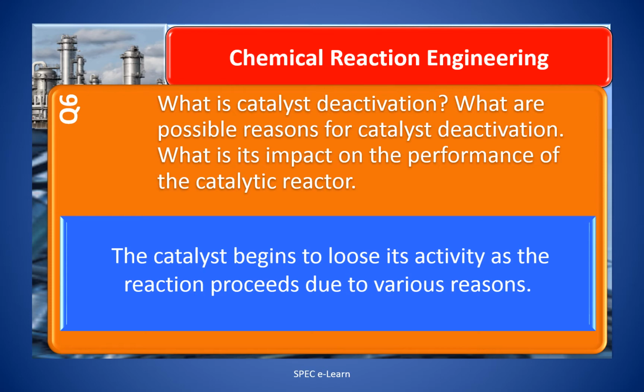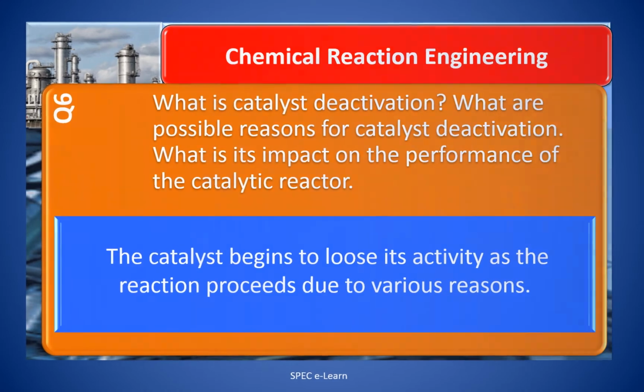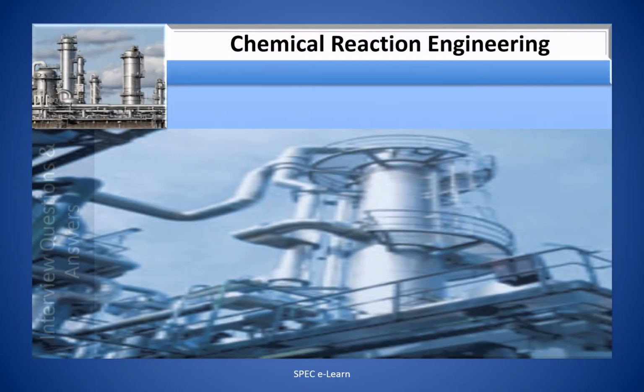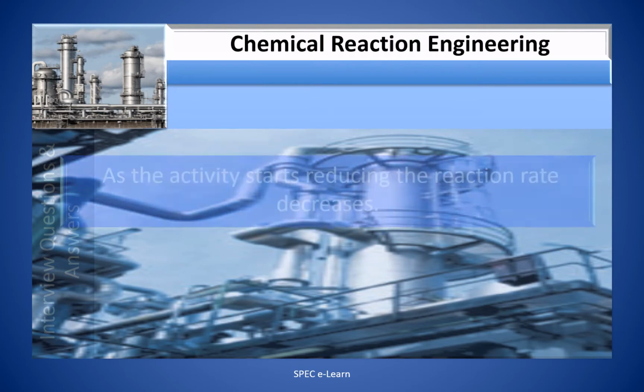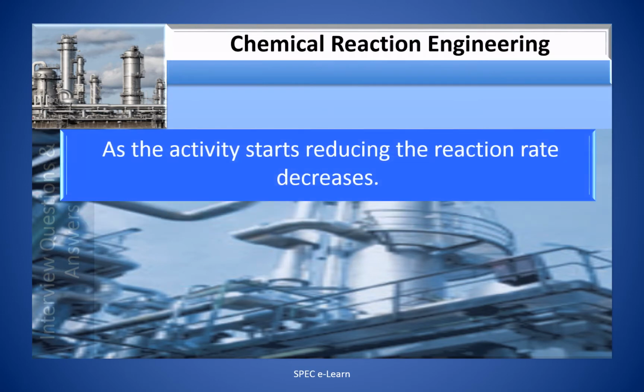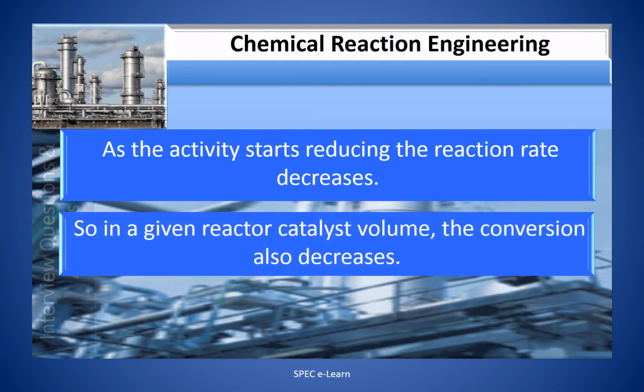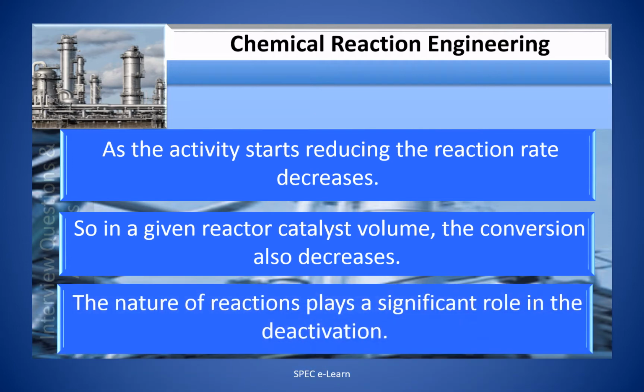The catalyst begins to lose its activity as the reaction proceeds due to various reasons. As the activity starts reducing, the reaction rate decreases. So in a given reactor catalyst volume, the conversion also decreases. The nature of reactions plays a significant role in the deactivation.